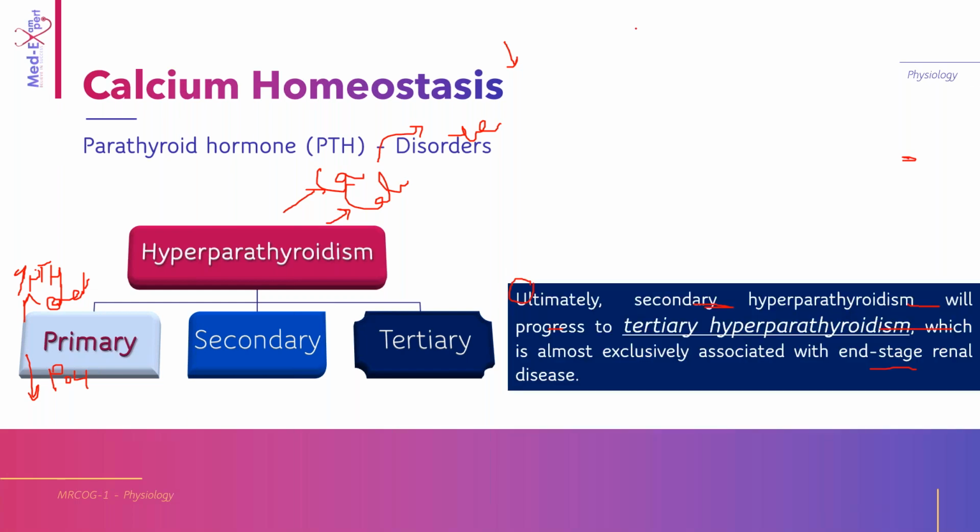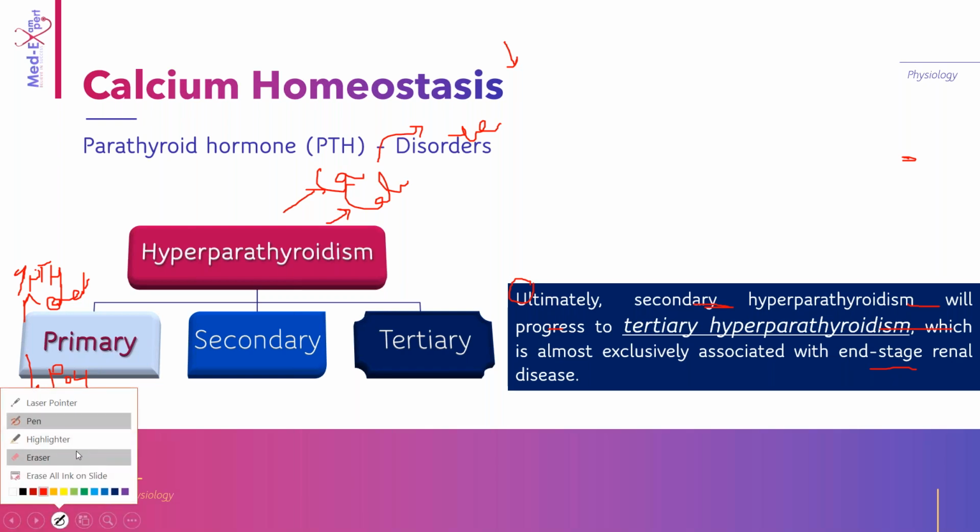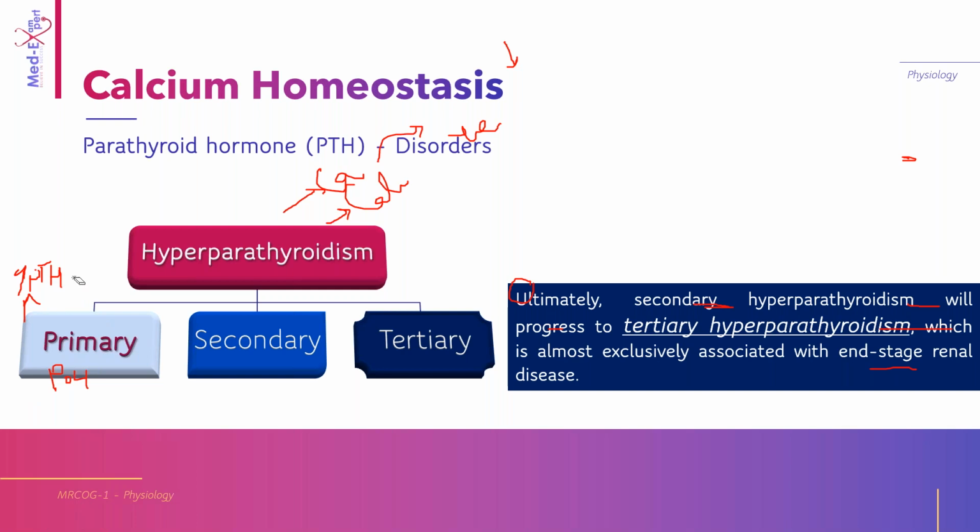And tertiary hyperparathyroidism means that there is end-stage renal disease. So that's the difference between primary, secondary, and tertiary hyperparathyroidism.